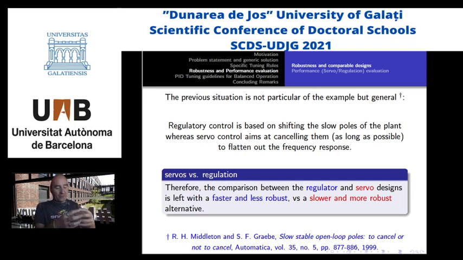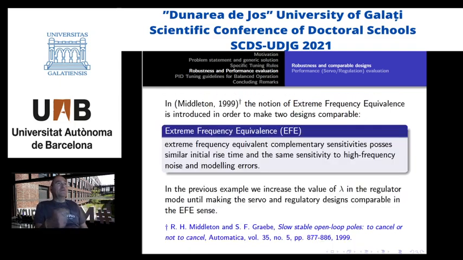The way that we can achieve this, we got the idea from a 1999 paper by Middleton and Graebe, who define the notion of what is called extreme frequency equivalence. The idea is that to make the designs comparable, we have to make them equivalent in the extreme frequency equivalent sense. They should have similar initial rise time and the same sensitivity or behavior at high frequency. And the way to achieve this equivalence, at least from the perspective of our design, is to move both designs to the same level of robustness.